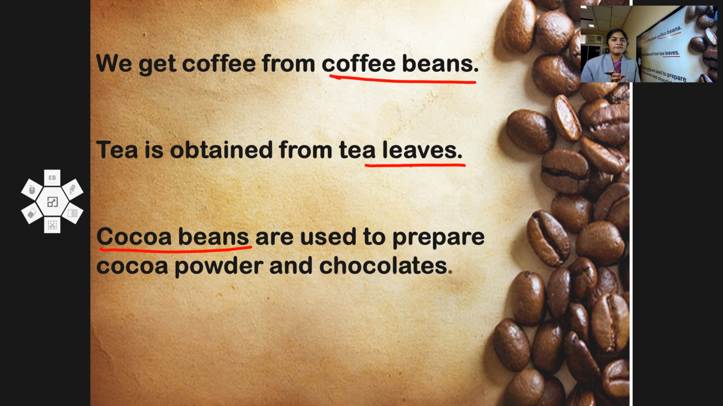In coffee, we get coffee from coffee beans. We get tea from tea leaves. Then we get chocolates and cocoa powder from cocoa beans. Clear? Easy, no? Okay.